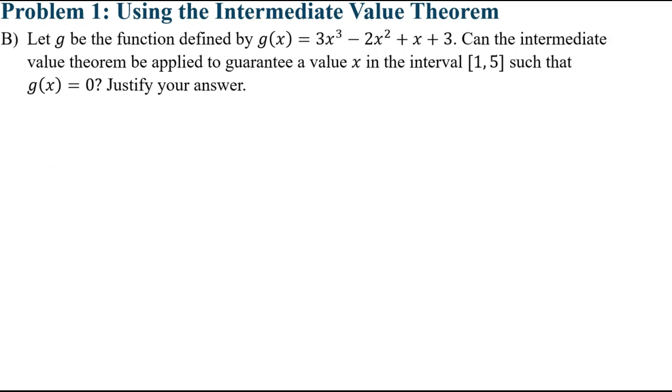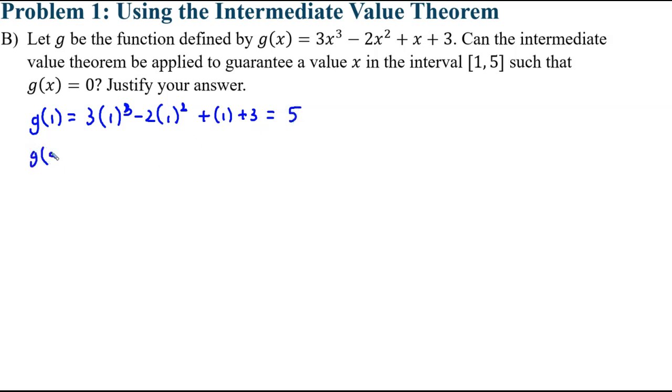So this time we have our g of x is a polynomial once again. And we want to know, can we find an x value on the interval 1 to 5 once again, such that g of x equals 0? Can we find a 0 of this polynomial on this interval? Again, we'll look at our endpoints plugged into our function. So we'll look at g of 1 once again, which will be 3 times 1 to the third power minus 2 times 1 squared plus 1 plus 3. That's going to give me a 5.